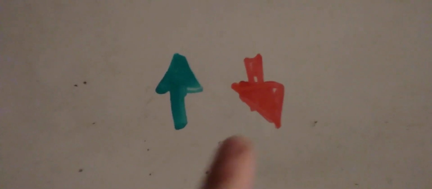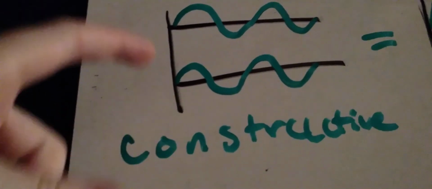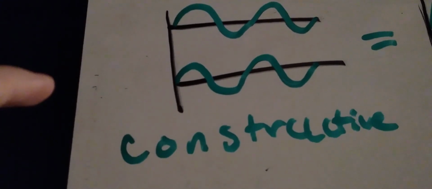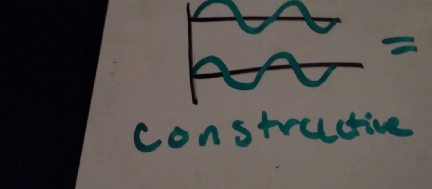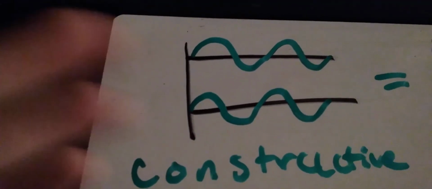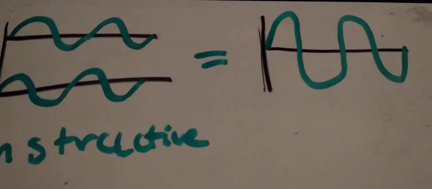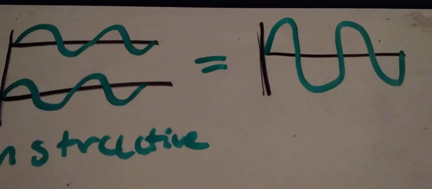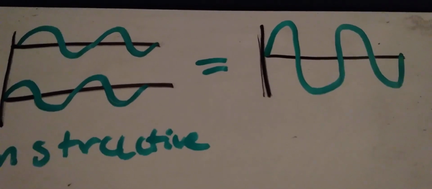In constructive interference, both of the waves are basically equal to each other. Their crests are the same, their troughs are the same. Basically, everything about them is the same. And when they interfere with each other, they end up creating one bigger wave that adds both of the frequencies and amplitudes together. So the energy is combined.